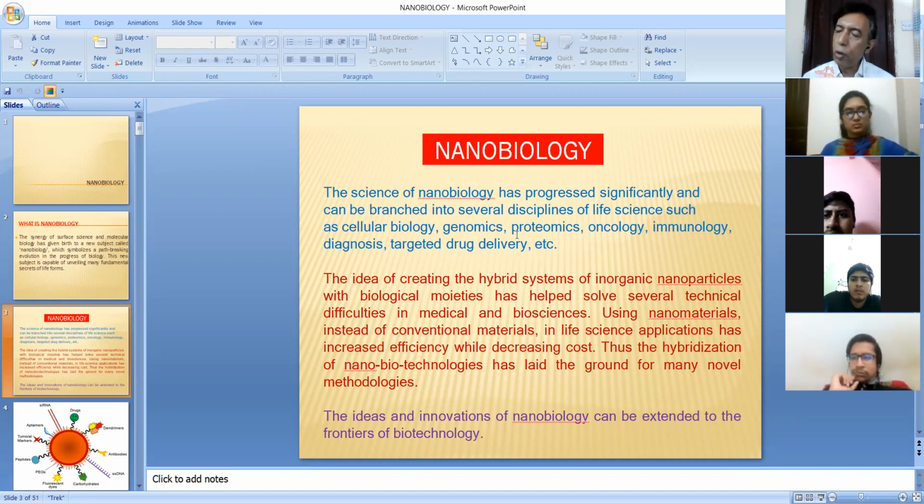Everything which has a length of 10 to 100 nanometer is a nanomaterial. Oncology means cancer detection. Immunology, you'll know what it is. It deals with our immune system. Diagnosis means diagnosis of malfunction of our body, and targeted drug delivery.